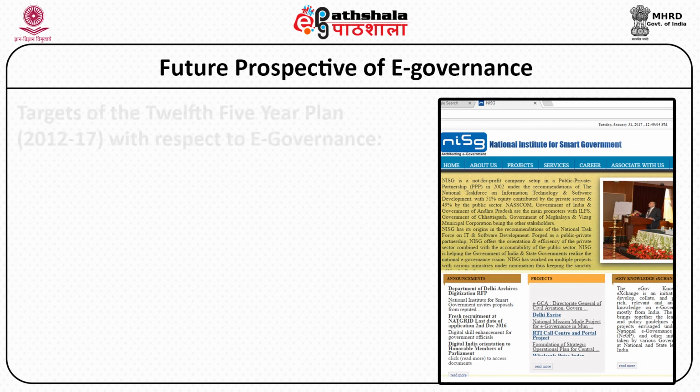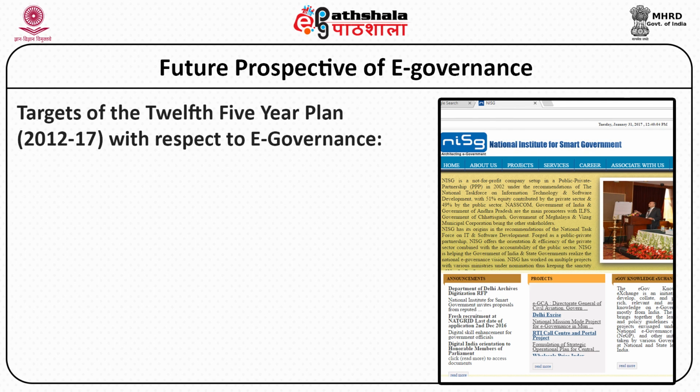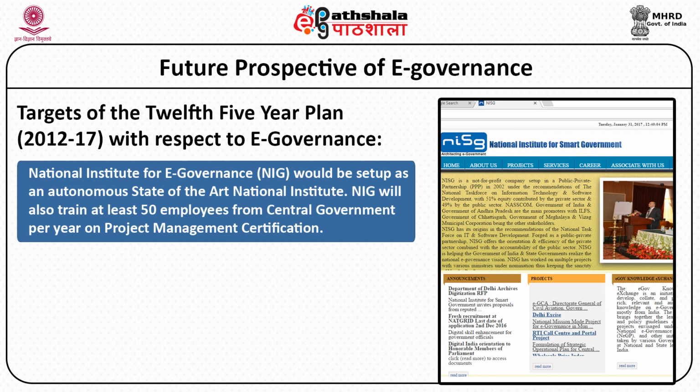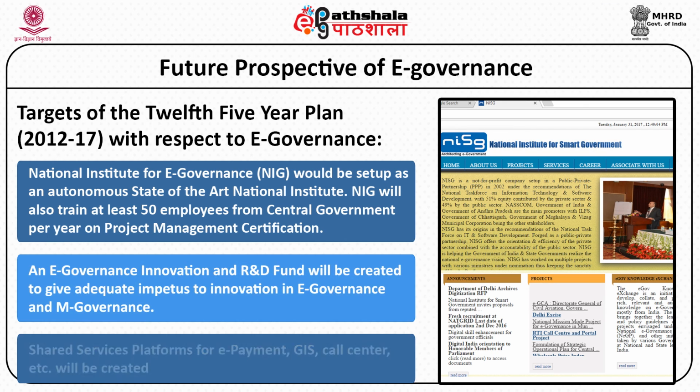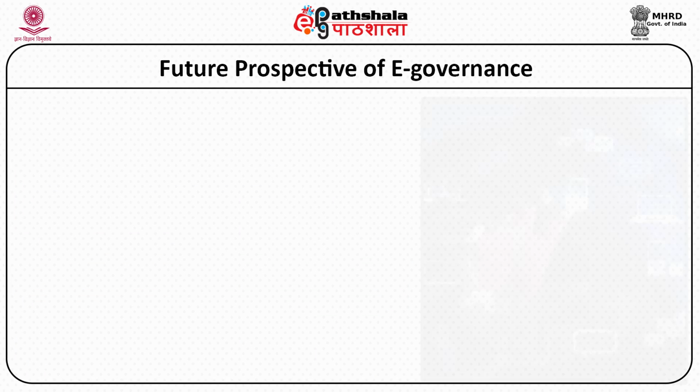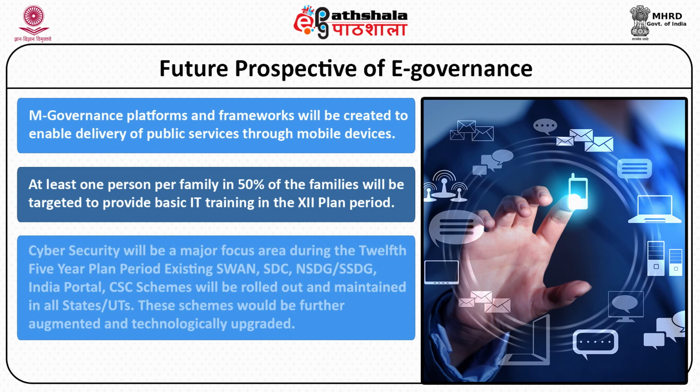Continuing with the future prospects of e-governance, let us now discuss the targets of the 12th five-year plan. The target is to set up a National Institute for E-Governance as an autonomous state-of-the-art national institute. It will train employees from the central and the state government in e-governance endeavors. There is also a need to set up an e-governance innovation, research and development fund to bring more innovation in the process of e-governance. Another target of the government is to provide mobile governance platforms to create a framework for the delivery of services to the people.